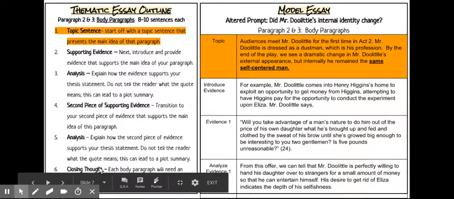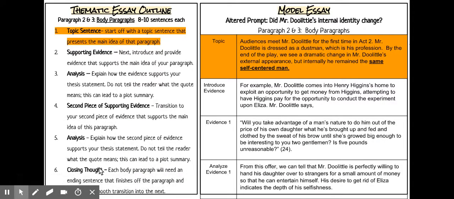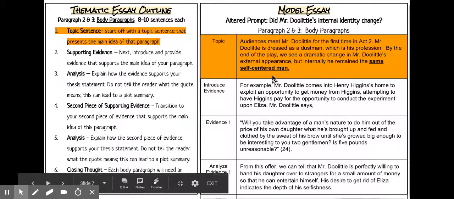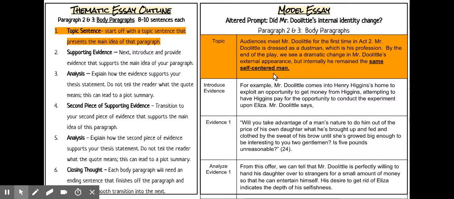However, the only difference with this second body paragraph is now you are proving something else. You're not going to write that he's self-centered again. You're going to choose a different internal identifier and explain how that internal identifier either changed or remained the same.